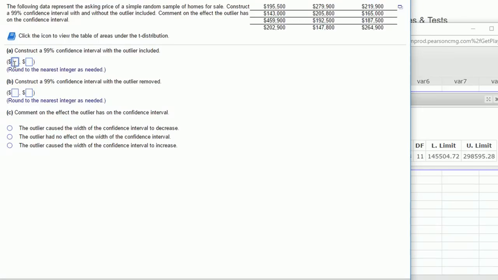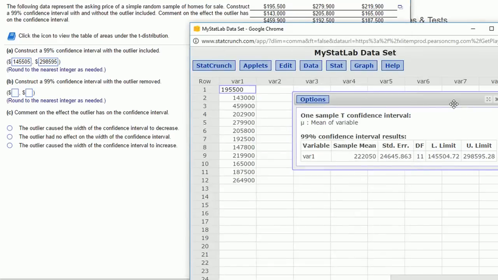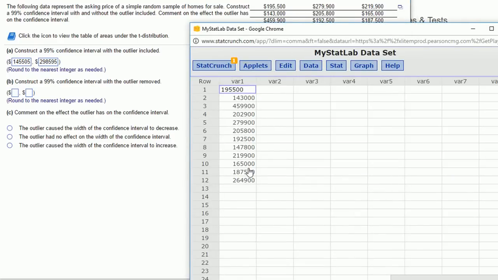Lower bound is 145505. The upper bound is 298595. Now I'm asked for a 99% confidence interval with the outlier removed. So what's the outlier? The outlier is the most extreme value.